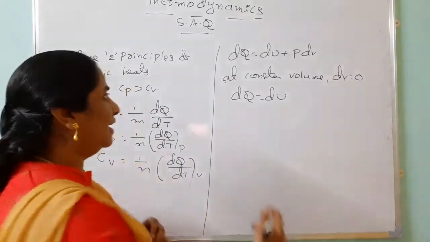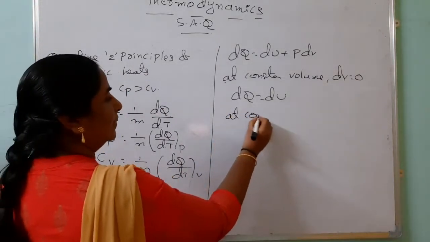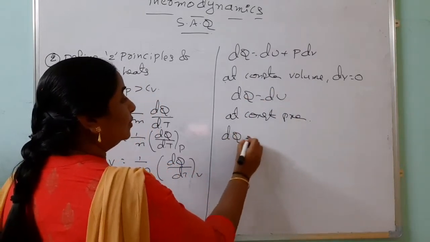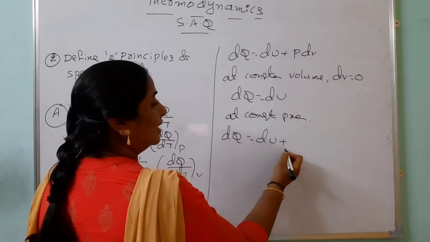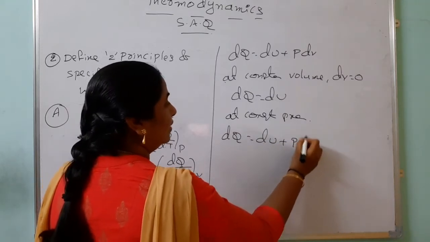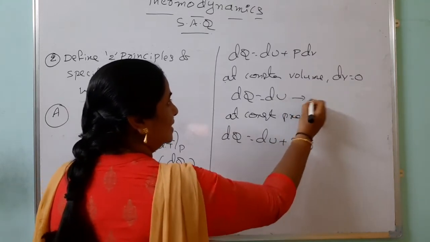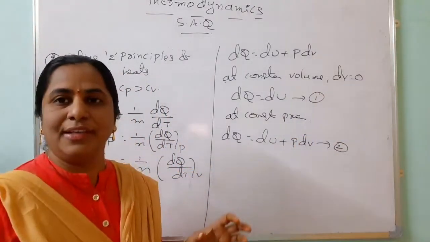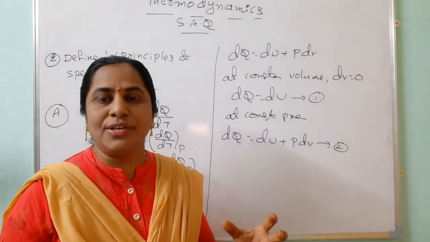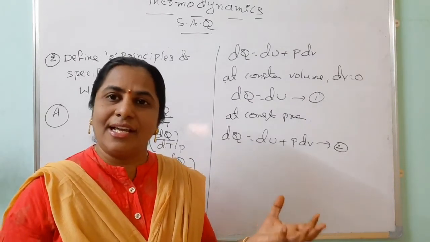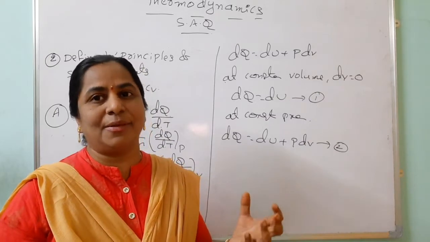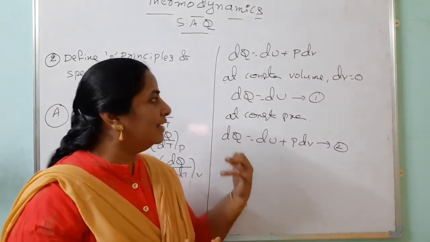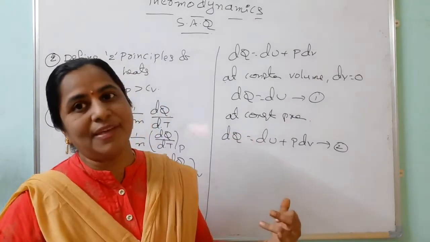Then come to our next point. At constant pressure, dq equals two things it is doing. One is to increase the internal energy, then to do some mechanical work. See, this is at constant volume and this is at constant pressure. Look here, the person who is doing two works requires more energy. Like that, the person who is doing a single work requires less energy. We can imagine this and apply it here. Then easily you can understand why Cp is greater than Cv.